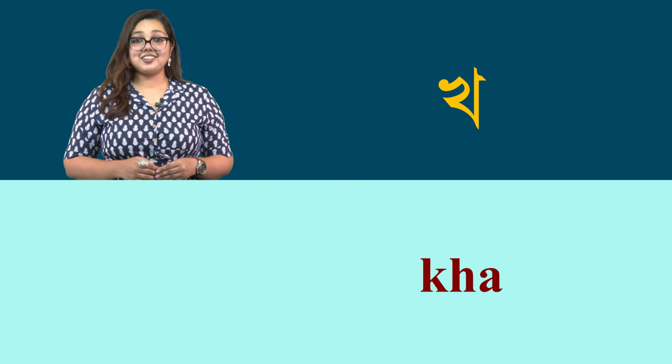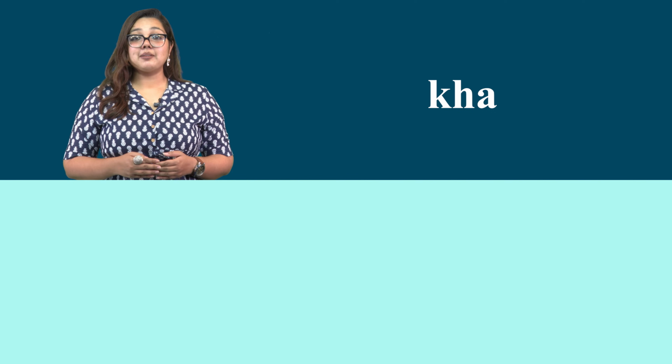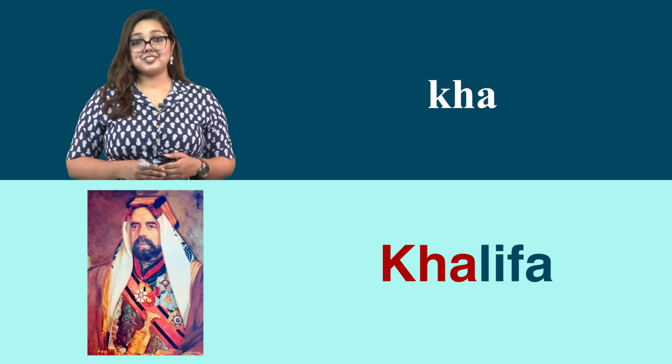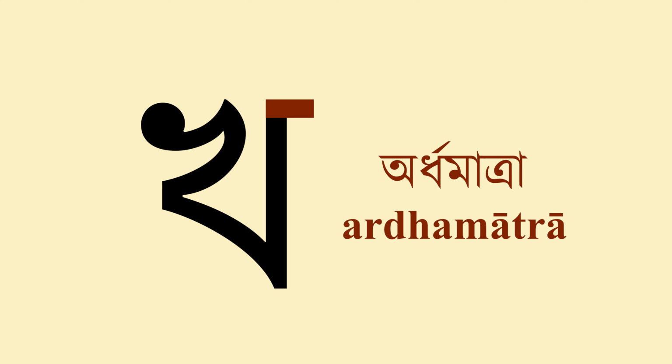The next letter is kha. It is representing the voiceless aspirated velar plosive sound. The pronunciation is similar to the kha in khalifa in English. Like dha, kha has also ardhamatra.